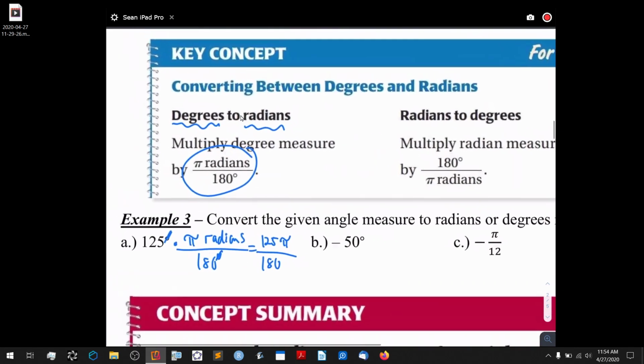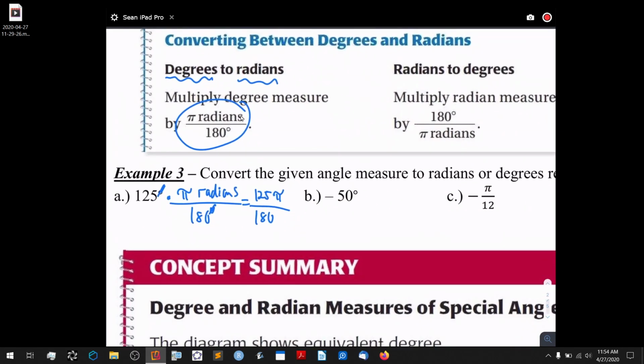And the answer is just divide top and bottom by 5, and you get, this is a pretty esoteric, strange angle, 25 over 36 pi. We don't often work with stuff like this, but you should know how to convert any angle from degrees into radians. So if I want to convert from degrees to radians, just multiply by pi over 180 degrees, and then just reduce and simplify.